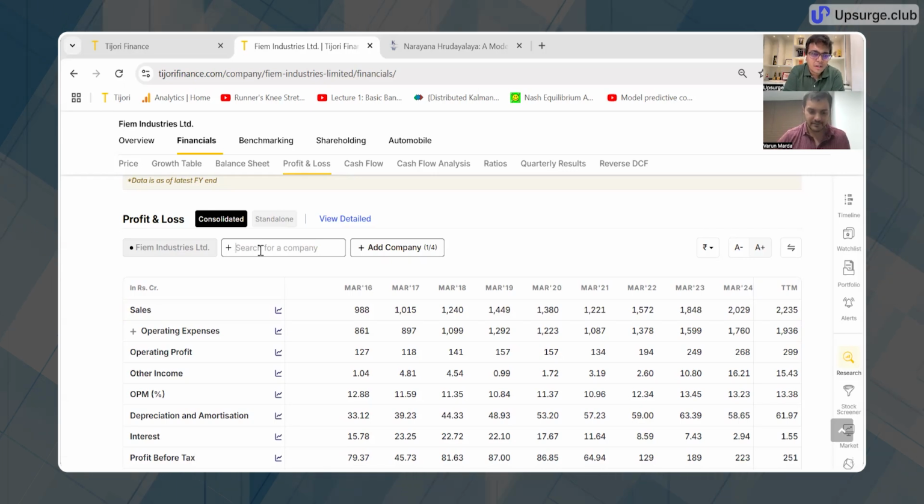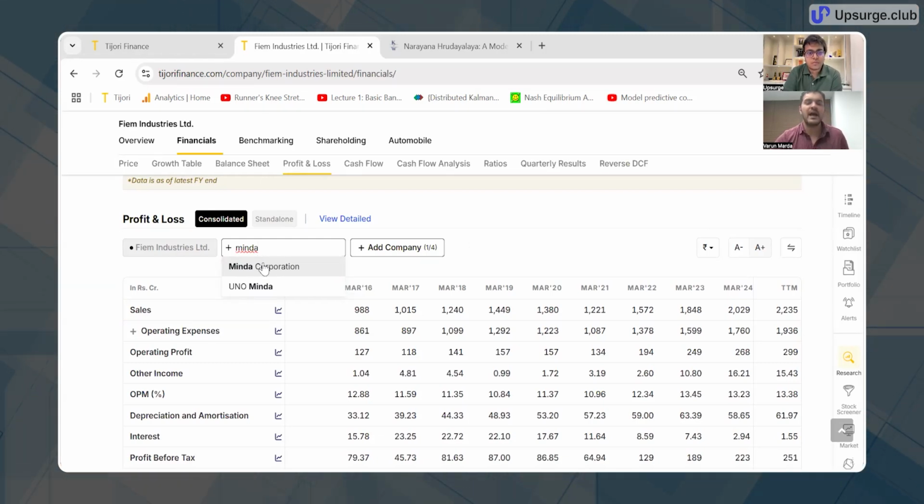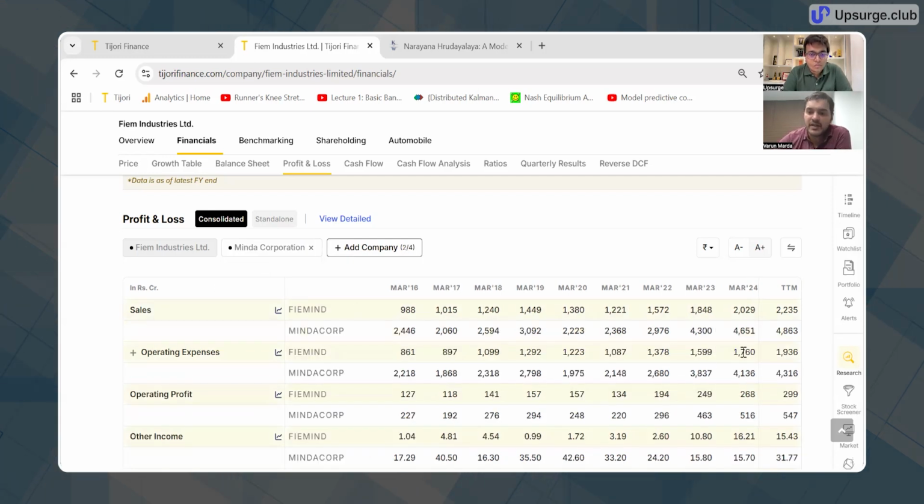We can maybe try Minda Industries. That's ancillary for four wheelers. Minda Corporation, yeah. So I can just add Minda Corporation and you can see their P&L side by side there. And what you can also do is we have these buttons on top.